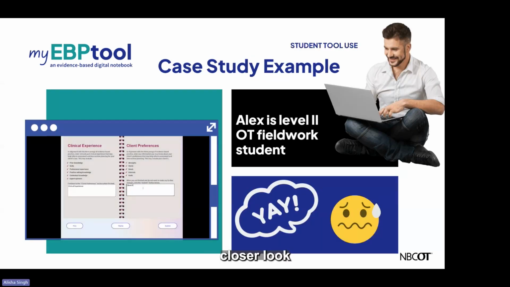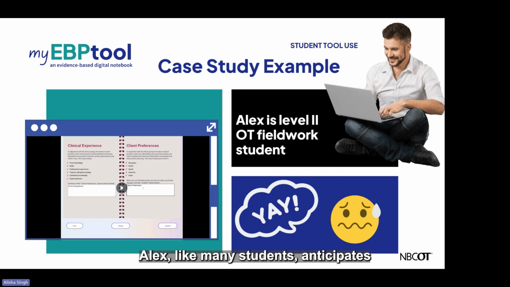Now let's take a closer look at the tool by exploring a practical example illustrating the application of My EBP Tool in a real-life scenario. Alex is an OT student who is getting ready to begin his first Level 2 fieldwork at an outpatient pediatric rehab center. Alex says that he's excited but also nervous because he knows the next few months will be filled with learning opportunities and challenges as he applies classroom knowledge to real-life situations.